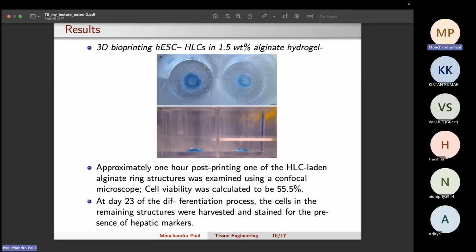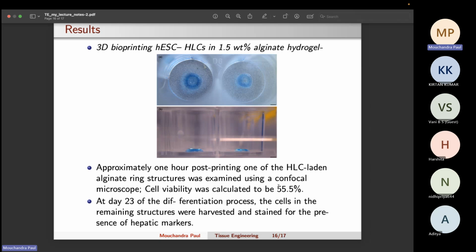That means there is a significant loss, right? A significant loss in cell viability has happened when you are 3D printing it. They have done this experiment only 1 hour after printing, so 55% is a huge loss. The accepted percentage of cell viability is around 80 to 90%. That is how you can say that the construct is healthy. There are more and more live cells.